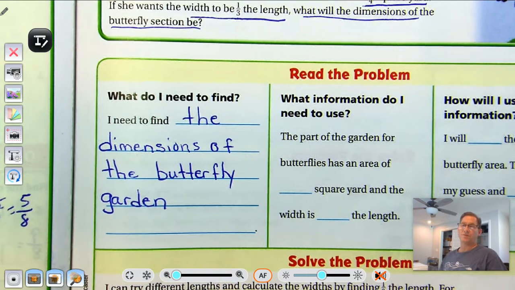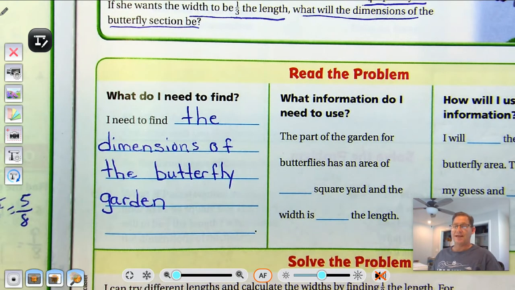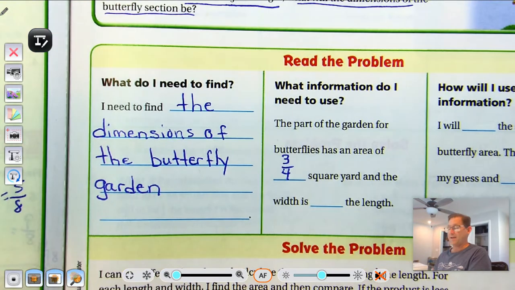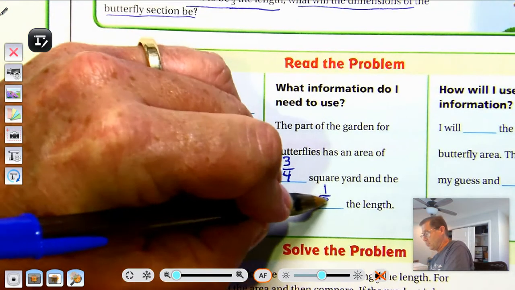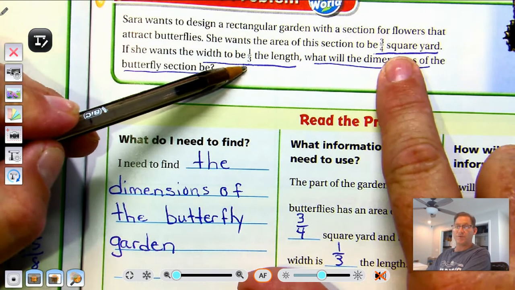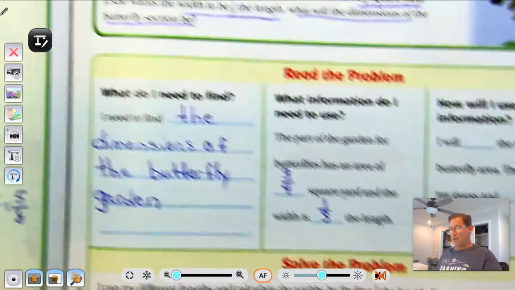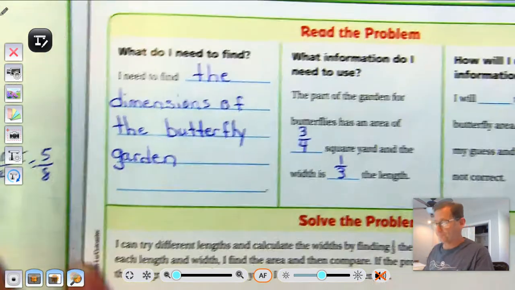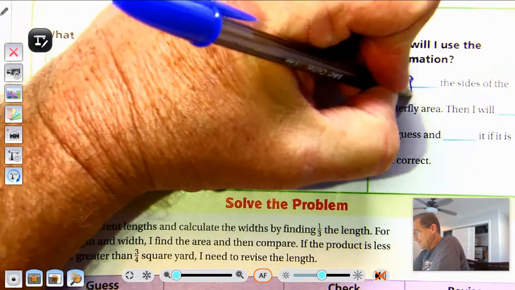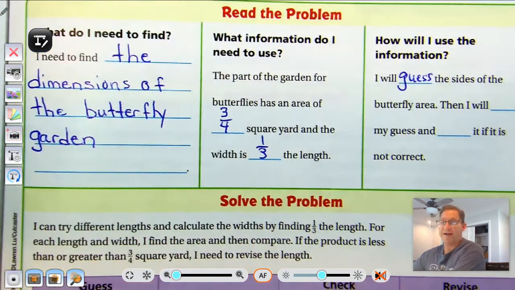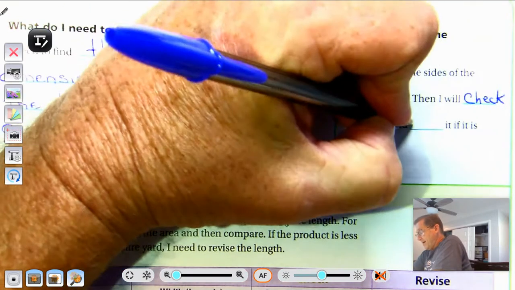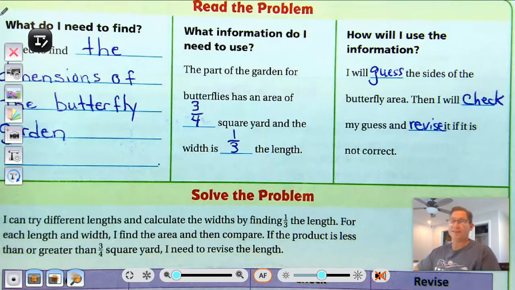What information do I need to use? Well, the part of the garden for butterflies has an area of 3/4 square yards, and the width is 1/3 the length. So it says 1/3 the length. The total area is 3/4 square yards. So how will I use this information? Well, again, we're going to use the strategy guess, check, and revise. So I will guess the sides of the butterfly area, then I will check my guess and revise it if it is incorrect.